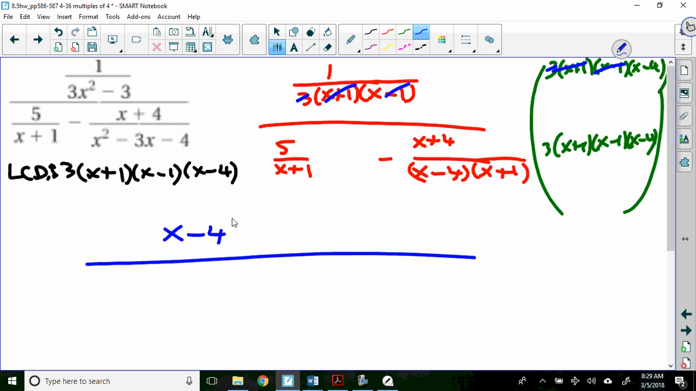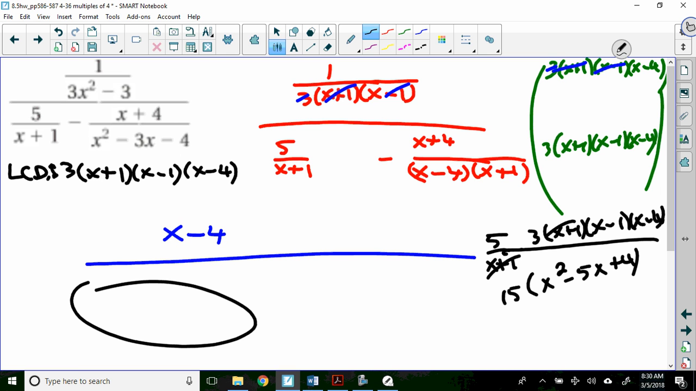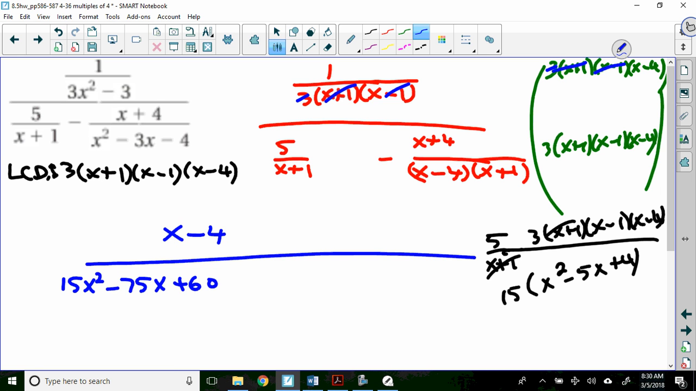The left part of my denominator, this part, what I'm going to have is 5 over x plus 1 times 3 times x plus 1 times x minus 1 times x minus 4. Big fraction, the x plus 1's cancel. So I'm going to have 15 times x squared minus 5x plus 4. So in this bottom left, I get 15x squared minus 75x plus 60.